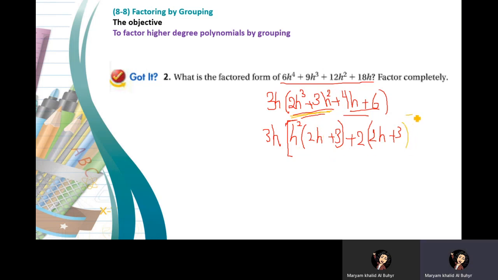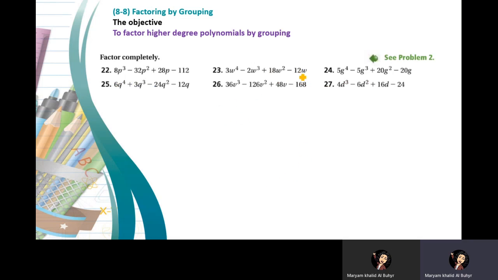Now let me continue working on that. So this one and this one are exactly the same. So just take it outside. So 3h times 2h plus 3 times h to the power 2 plus 2. That's the answer. It is really easy. It is simple.